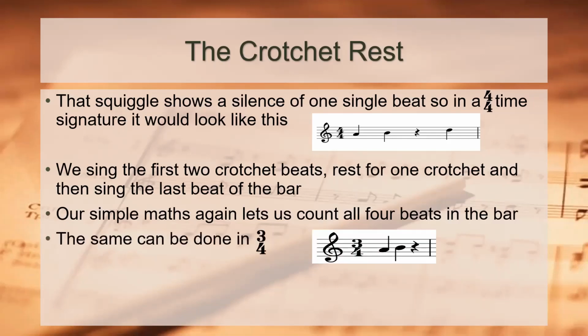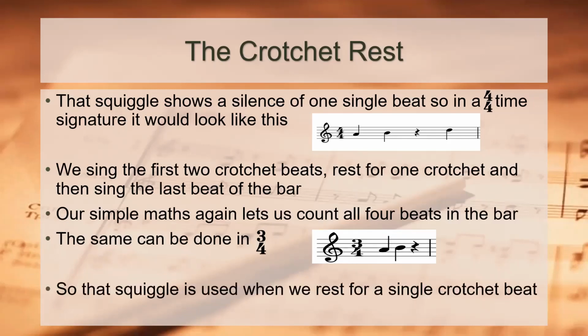The same can be done in 3/4 time, so we have the same scale in 3/4 time. We've got the A, the B, and then a crotchet rest. All 3 of those, the first 2 crotchets and the crotchet rest, all add up to the 3 beats of the 3/4 time signature. So that squiggle is used whenever we rest for a single crotchet beat in any of the time signatures.